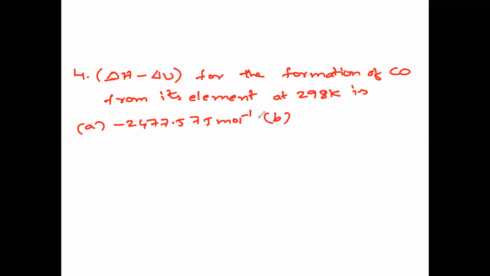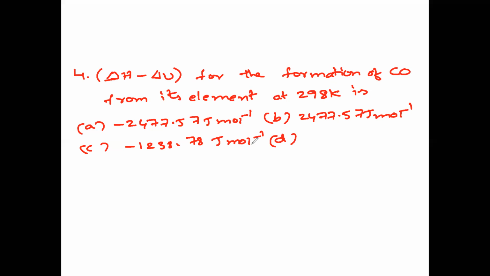Option B, 2477.57 joules per mole. Option C, minus 1238.78 joules per mole. And option D, 1238.78. Just see how close they have given the options. So you can guess either C and D or A and B. But anyway, you have to do multiplication. Then only you'll get the answer.